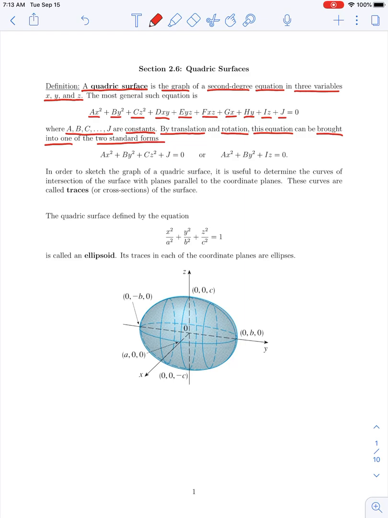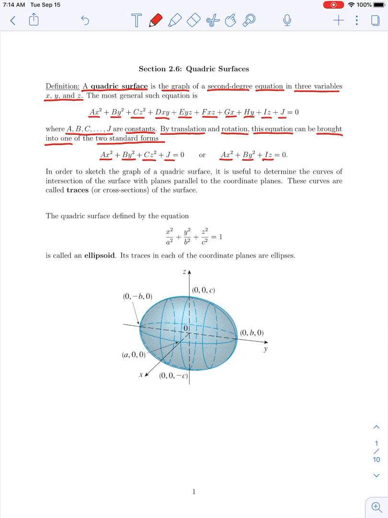However, by translation and rotation of surfaces in three dimensions, we can reduce this equation into one of two standard forms. Either ax squared plus by squared plus cz squared plus some constant j is 0, or ax squared plus by squared plus iz is equal to 0. Now, in these two standard forms, the variables x, y, and z are interchangeable.